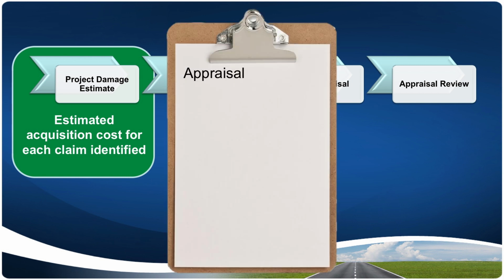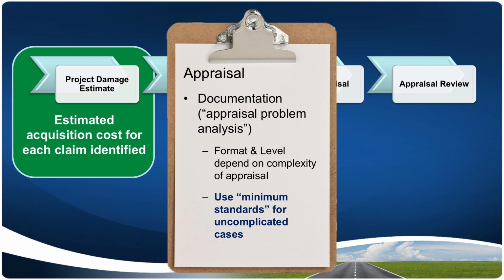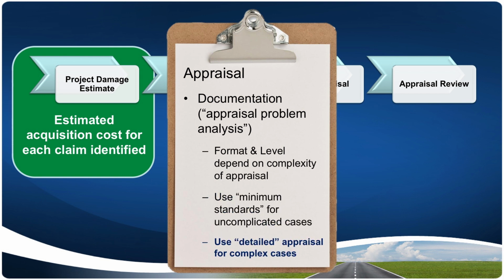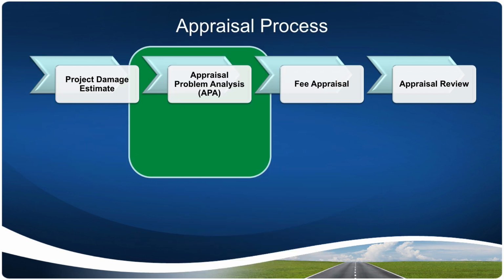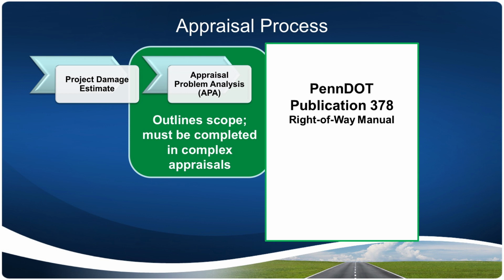A project damage estimate is an estimated acquisition cost for each claim identified on an approved right-of-way plan. Every appraisal requires documentation, the appraisal problem analysis, to support the appraiser's stated opinion of value. The format and level of documentation for an appraisal depends on the complexity of the appraisal problem. In uncomplicated cases, the appraisal problem will allow that minimum standards be used, while other complex cases may require a detailed appraisal. An appraisal problem analysis (APA) outlines the scope of the appraisal assignment and must be completed for every appraisal that is expected to be complex in accordance with Publication 378 Right-of-Way Manual.